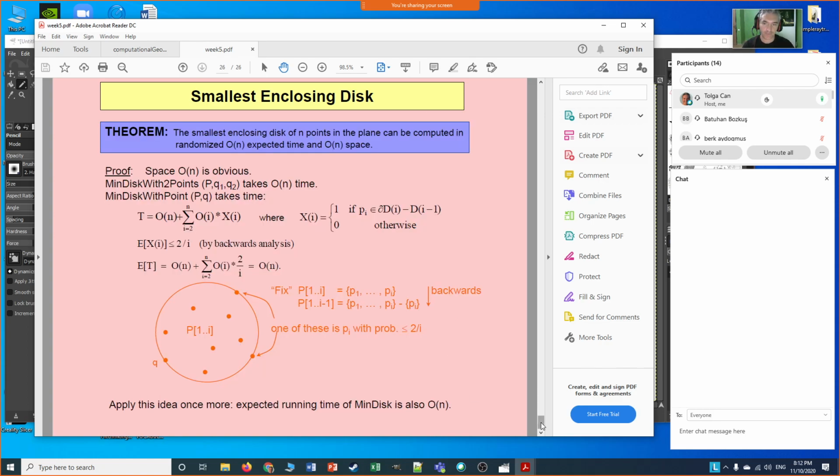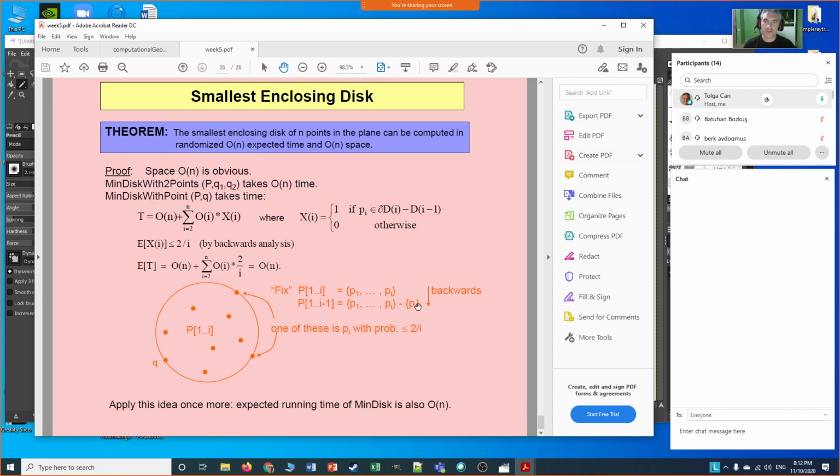All right, so this is called backward analysis. The probability here is going to be 2 over i, and therefore the overall complexity is also going to be linear. So the smallest disk problem: you can find the smallest disk enclosing m points in expected linear time. Just the same thing. Out of all these points, what is the probability that one of these two is pi? It is 2 over i.